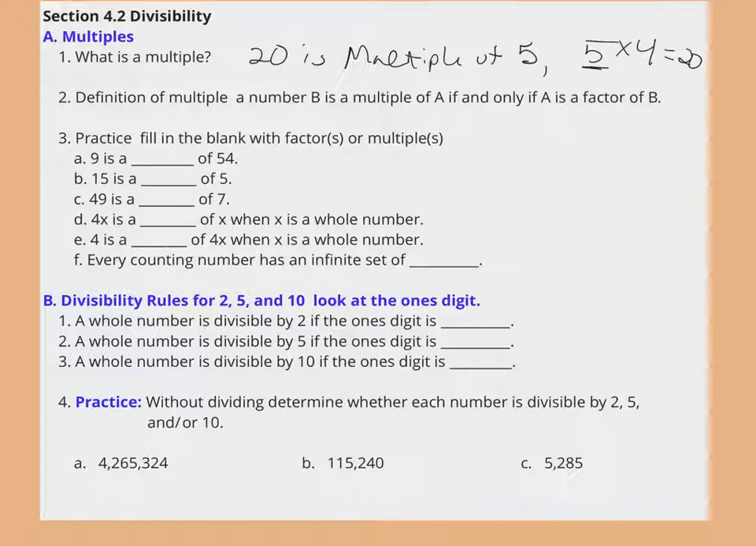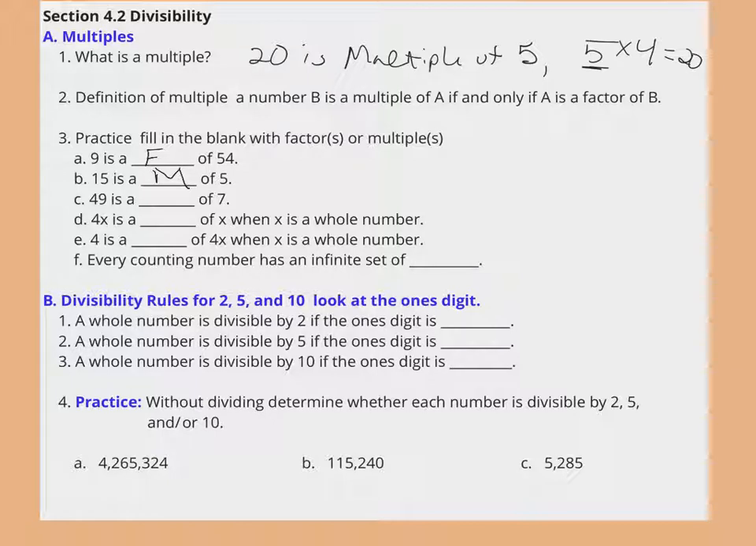So in number 3, we need to determine whether something is a factor or a multiple. If we look at this first one, it says 9 is a blank of 54. A factor is if we can take 9 times a number to give us 54. And so here I know that 9 times 6 is 54, so I would say that this here is a factor. In B it says 15 is a blank of 5, so 15 is bigger than 5, so I know that if I multiply 5 by 3 I can get 15, so I'm going to call 15 a multiple of 5.